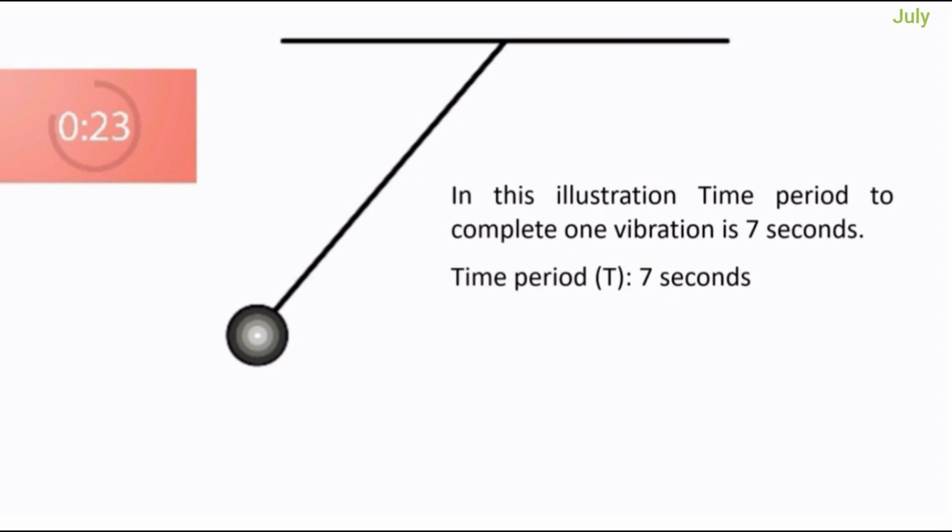So remember the unit. The SI unit of time period is the SI unit of time itself, the standard unit. And what's the SI unit of time? Seconds. So time period also will be in seconds, simple one.